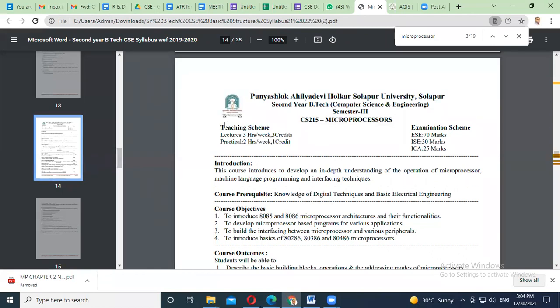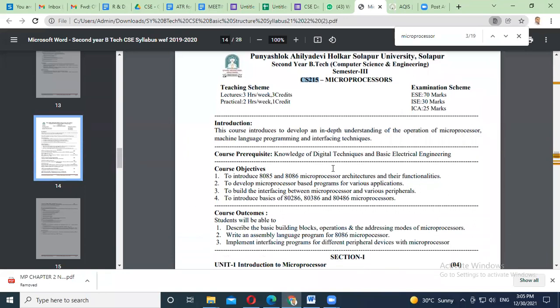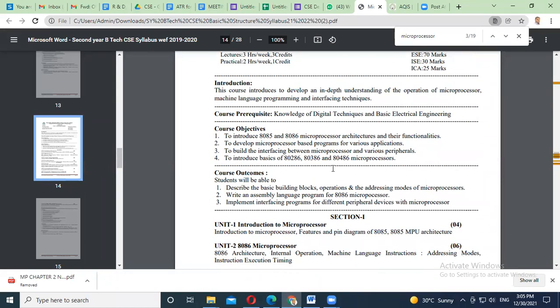That is microprocessor, and your subject code is CS 215. So please respond to me. Am I audible and is my screen visible to you?